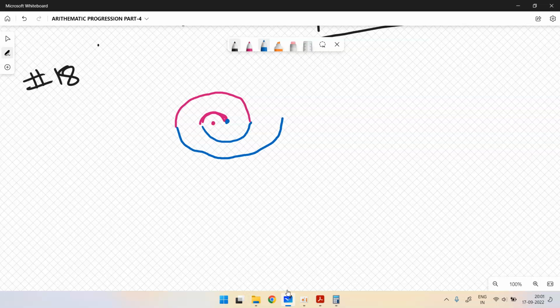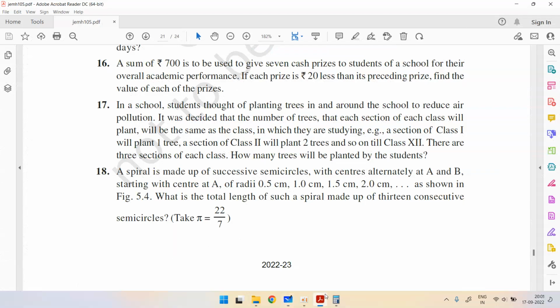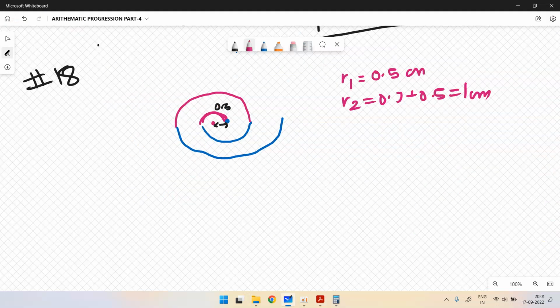So if you can see, this is given to be 0.5. If you take this first radius, this is for the pink one, radius will be 0.5. Next radius for pink will be 0.5 plus 0.5, so R2 will be 1 centimeter. And for the blue one, the center is taken as this, 1.5 and 0.5.